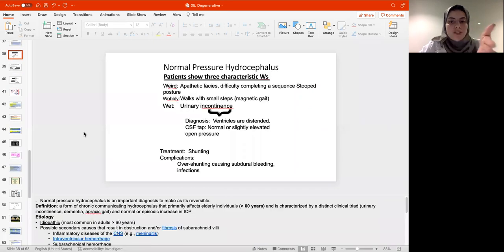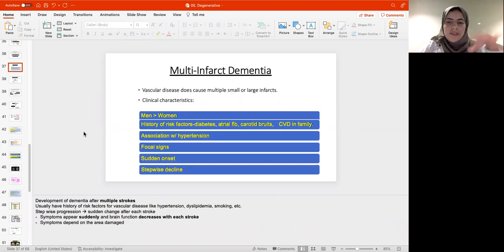Frontotemporal, normal pressure hydrocephalus. This is another cause of dementia, and usually the hint is that when they do the MRI of the brain, they find the ventricles dilated. Both ventricles very dilated, and when they did the CSF tap, it was normal pressure. Multi-infarct, we said mainly.